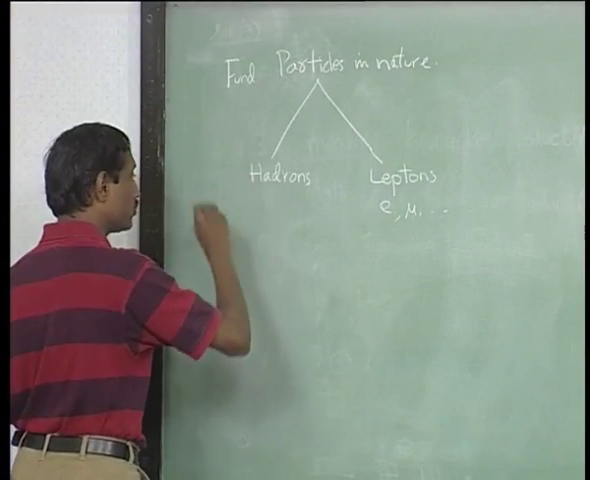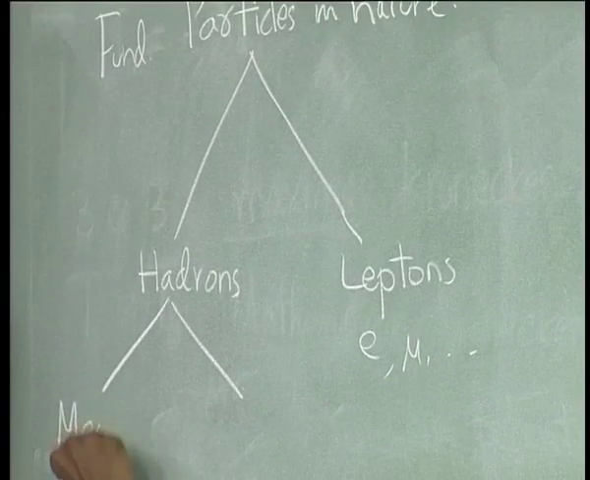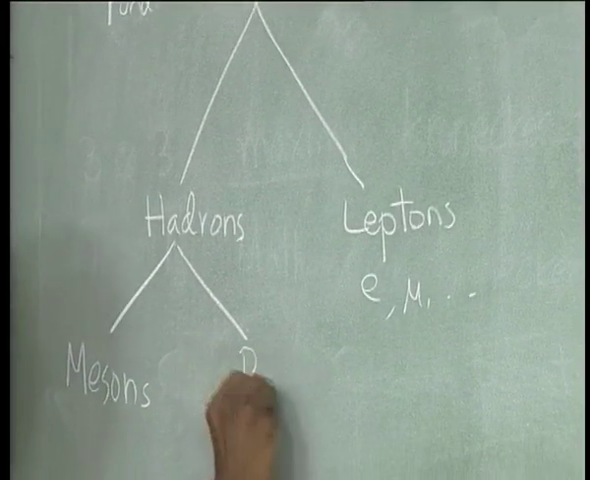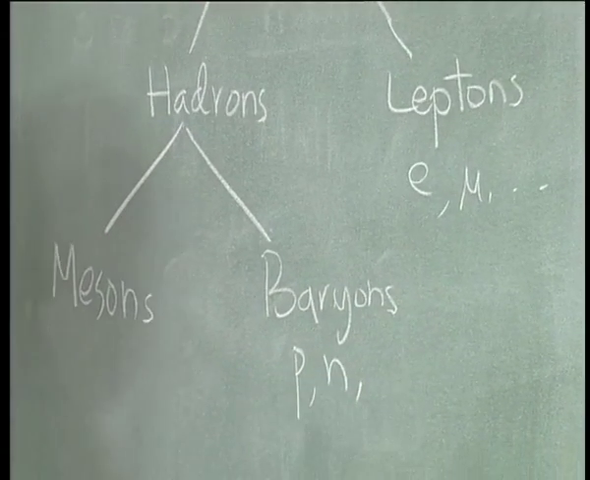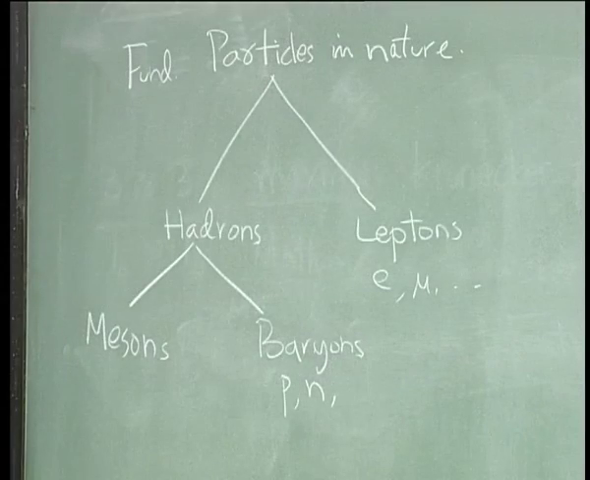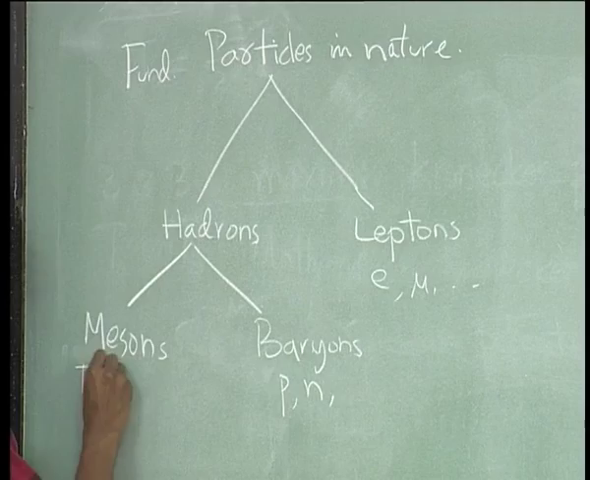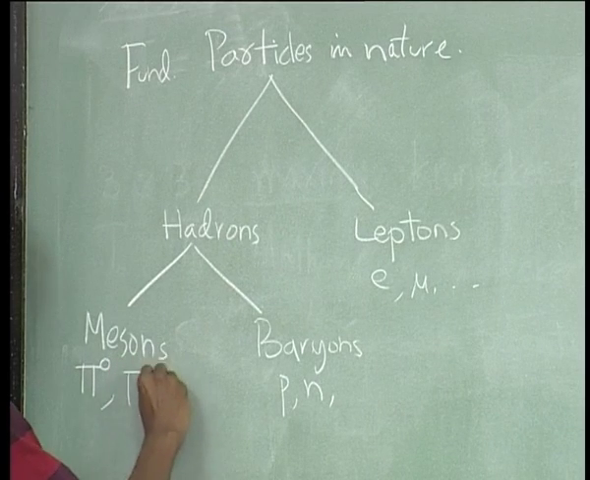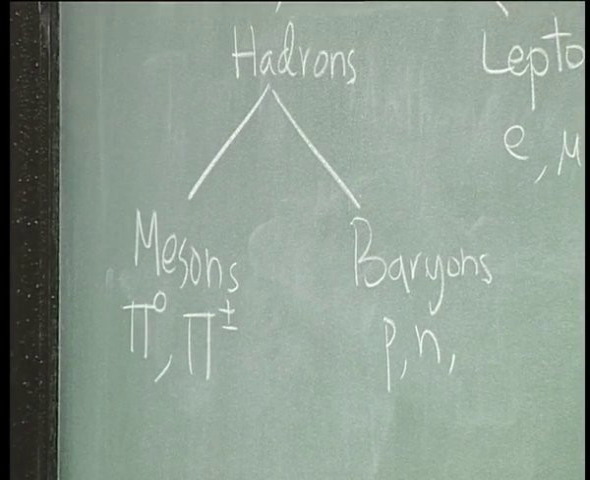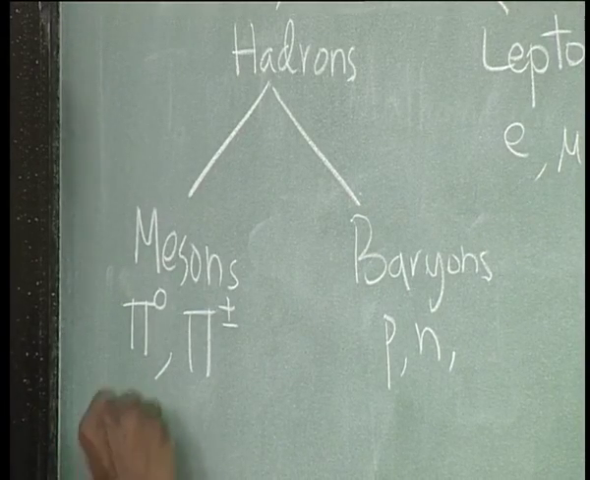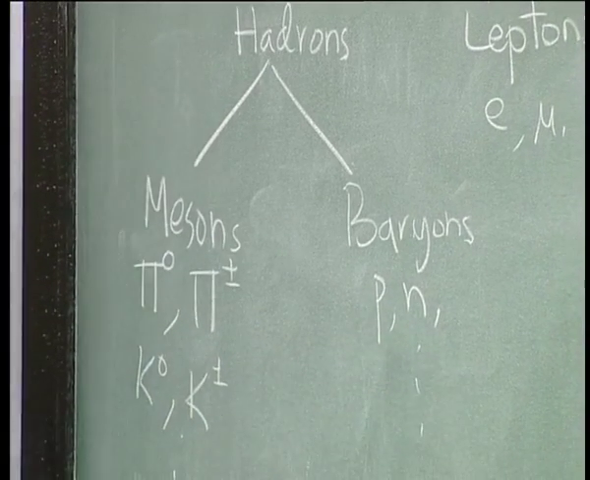They also fall into two categories called mesons and baryons. Examples of baryons are protons and neutrons, and examples of mesons are pi mesons, pi 0, pi plus, pi minus. These were I guess first observed in cosmic rays, and then there are many more, k 0, k plus minus, and even among baryons there are many more.